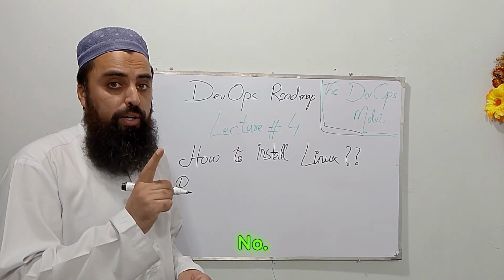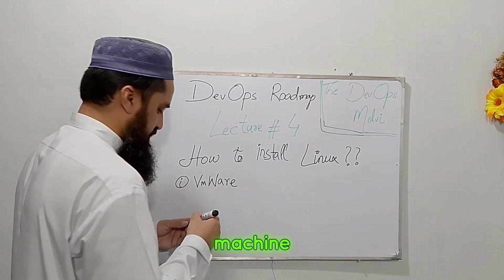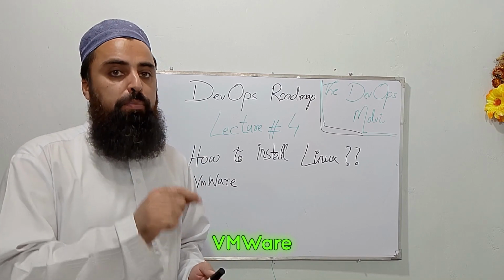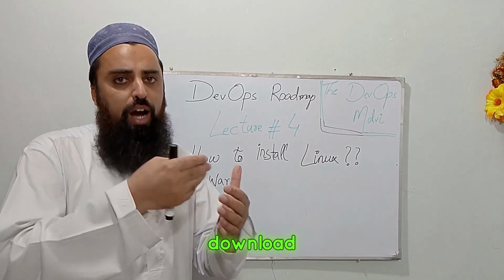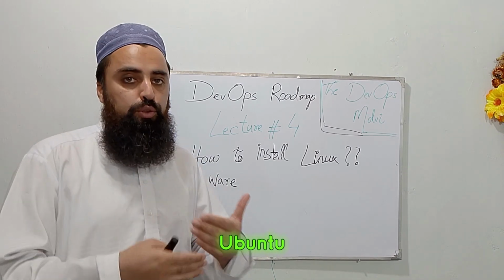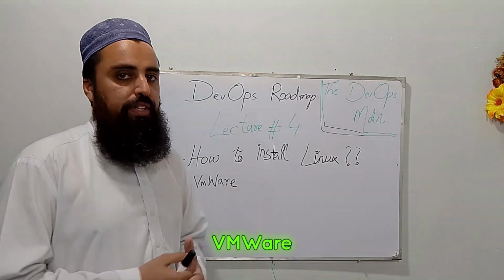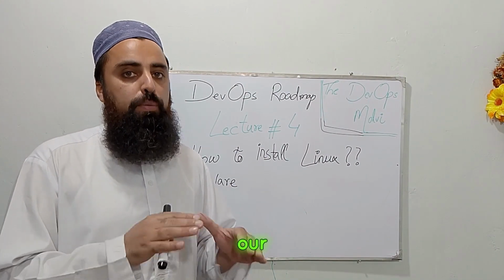So the number 1 method would be installing Linux on a VM virtual machine. In this method, you have to install VMware Player that is available for personal use, and then we will download the image of our operating system like Ubuntu, and then we will install our virtual machine on VMware. We will have a fully functional Linux operating system on our computer.